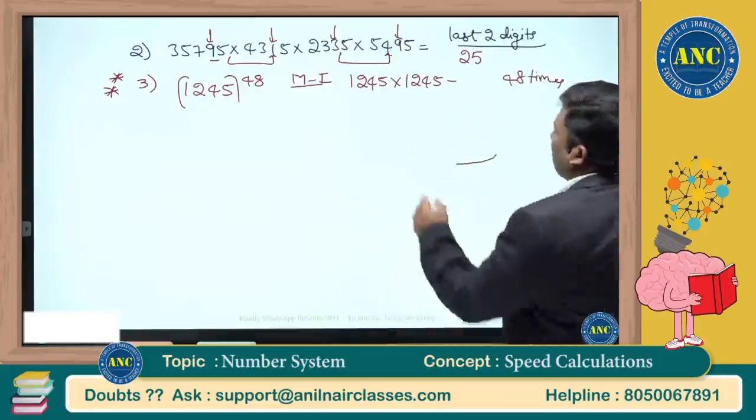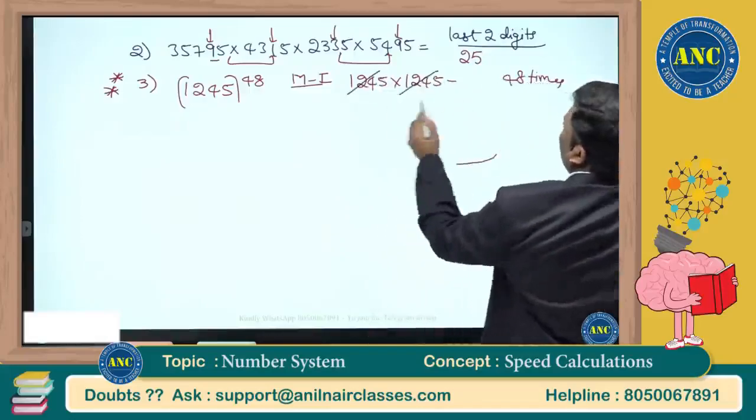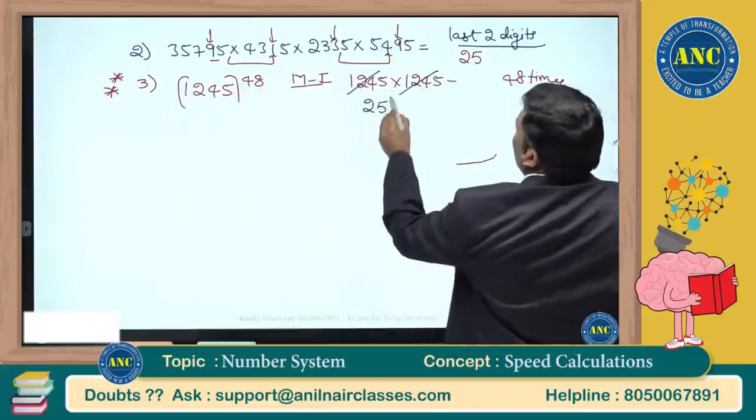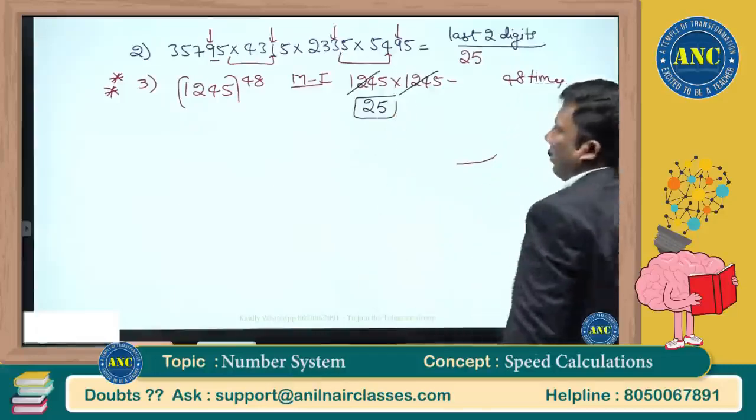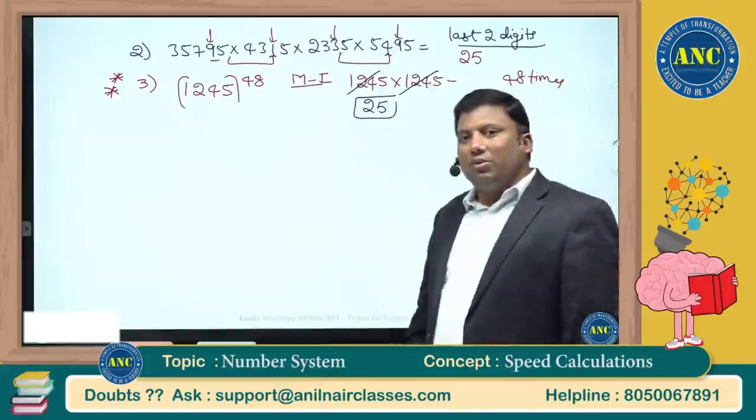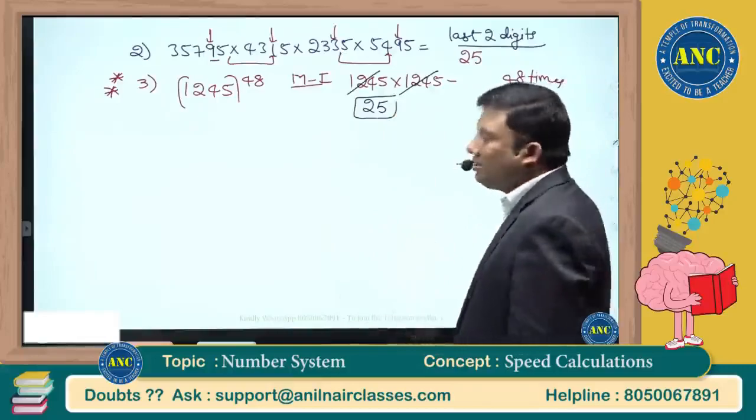Multiplied 48 times. This is an even number. Even, ending with 5. Answer is nothing but 25. I hope the idea it is clear.